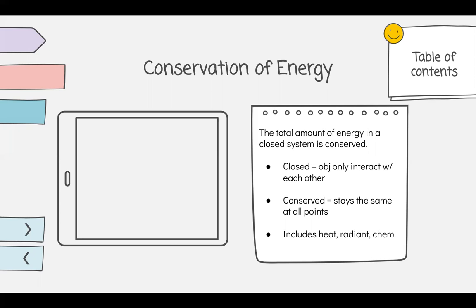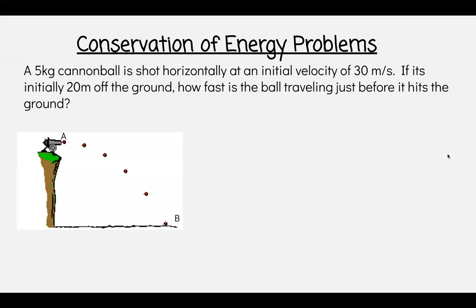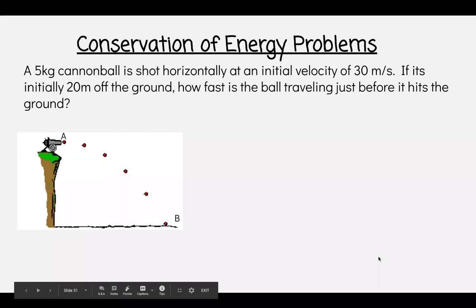So here's what a conservation of energy problem might look like. In this problem, I've got a cannonball shot horizontally at 30 meters per second, and it starts at 20 meters off the ground. We want to calculate how fast the ball is traveling just before it hits the ground. This is a conservation of energy problem. So I'm going to start off by doing all the stuff we did in class yesterday. So let us name the system, identify the reference line. Reference line we're going to draw at the ground.